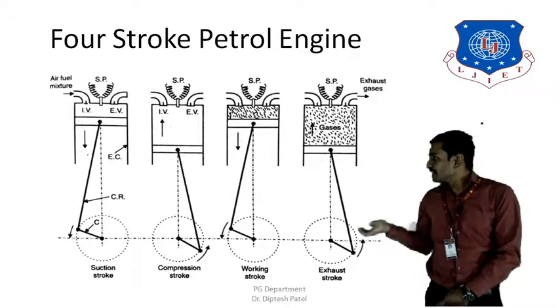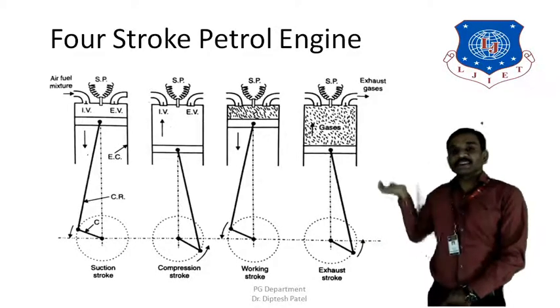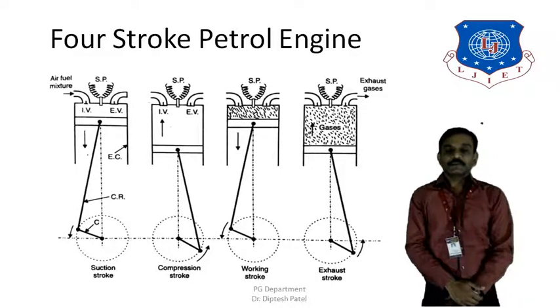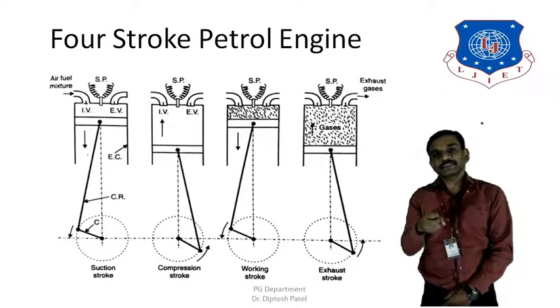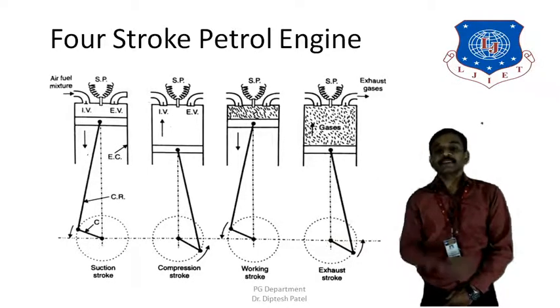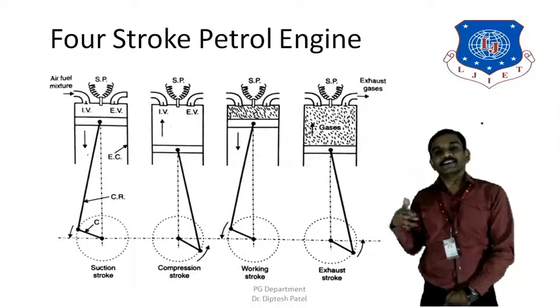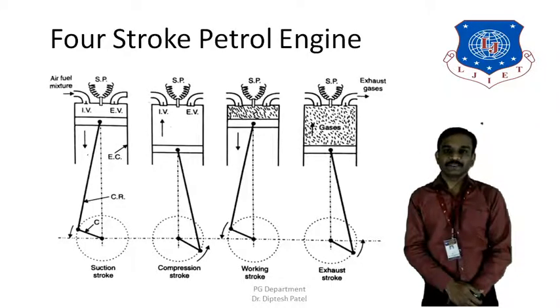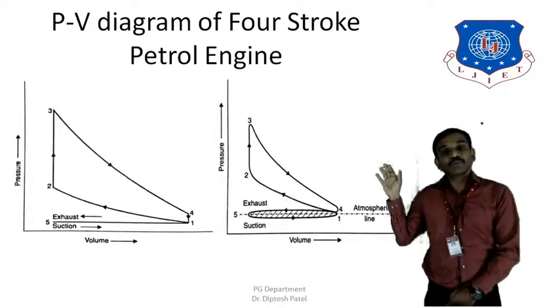Then, in the fourth stroke, the piston moves from BDC to TDC again, but at that time the exhaust valve is kept open. Since the exhaust valve is open and the gases have less energy as compared to the initial conditions, these exhaust gases leave the engine through the outlet valve. So the whole cycle is completed in 4 different strokes, and that's why it is known as the 4-stroke petrol engine.